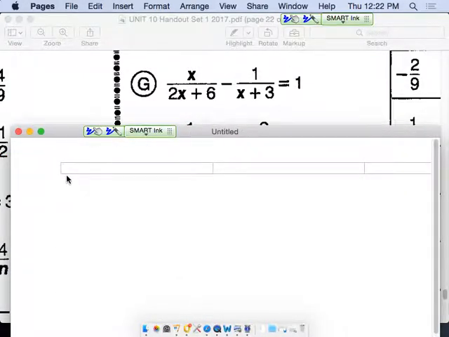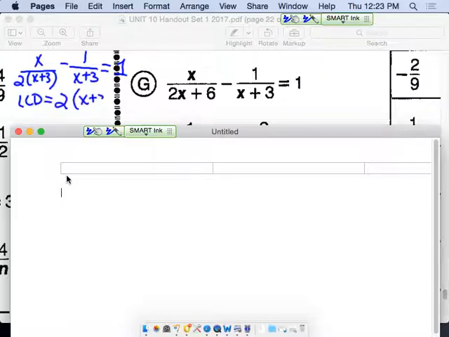First of all, we'll start with something like G. The easiest way to do these is to look at the current problem and factor that denominator. So this is really x over 2 times x plus 3, minus 1 over x plus 3, and this equals 1. When I look at each denominator in its completely factored form, it makes it easy to identify the least common denominator. So in this particular problem, the LCD would be 2 times x plus 3.